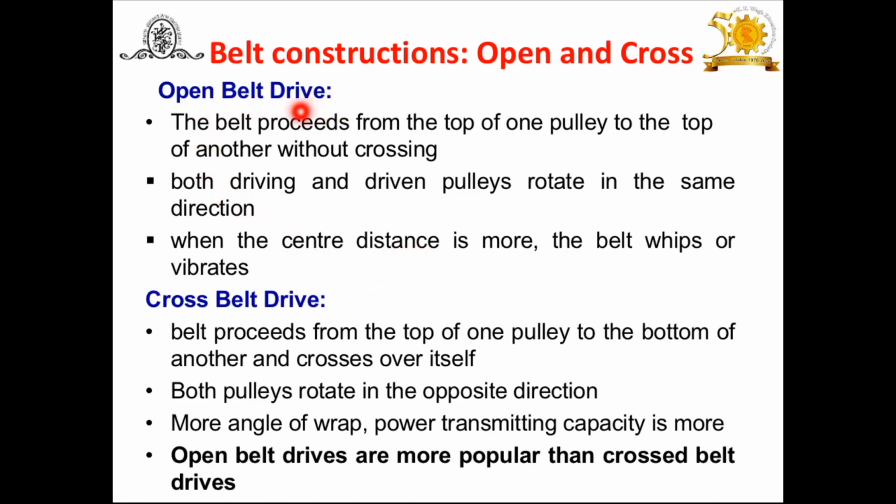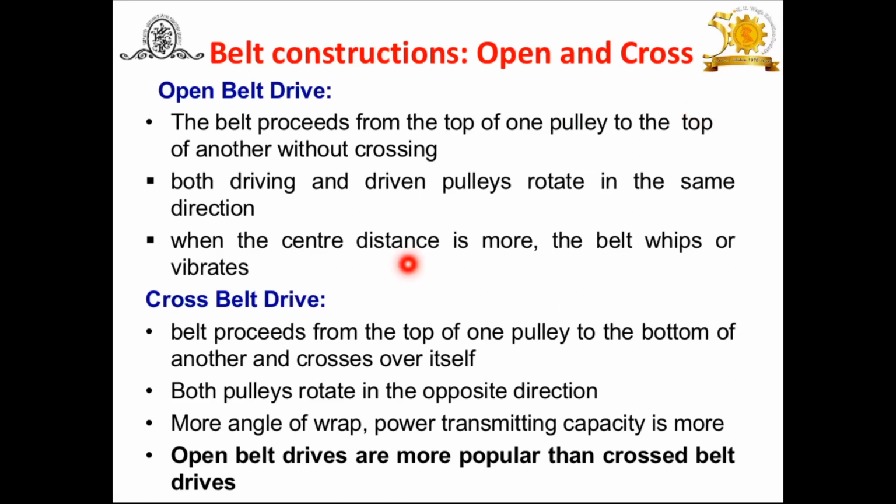Now, here in the open belt drive, you will find this is the driving pulley and this is the driven pulley, and the belt proceeds from the top of one pulley to the top of the other pulley without crossing, in the open belt drive. Second, the direction of rotation of the driving and driven pulleys is the same, or they rotate in the same direction. If the driving pulley rotates clockwise, the driven pulley also rotates in the clockwise direction.